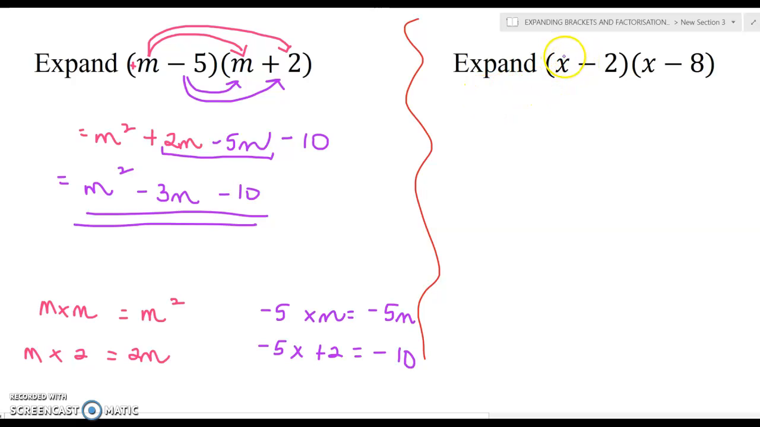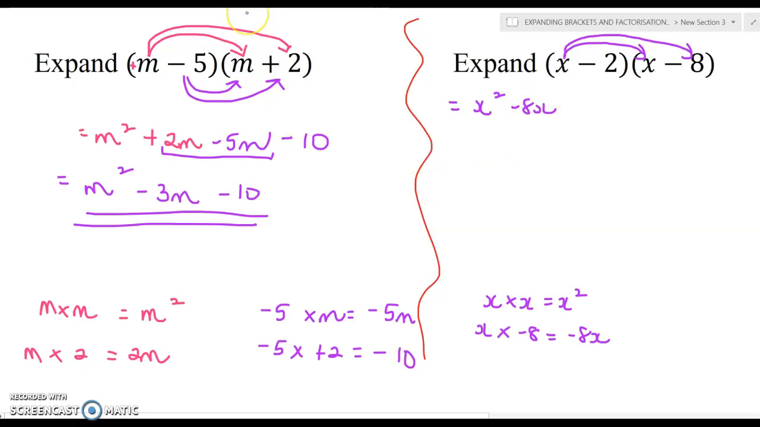Again, first term in the first brackets by first term in the second brackets. So x by x, that's x squared. Then, first term from the first bracket by the last term in the second bracket. So that's x by negative 8. Again, positive by negative is a negative. x by 8 is 8x. Sorry, negative 8x here.